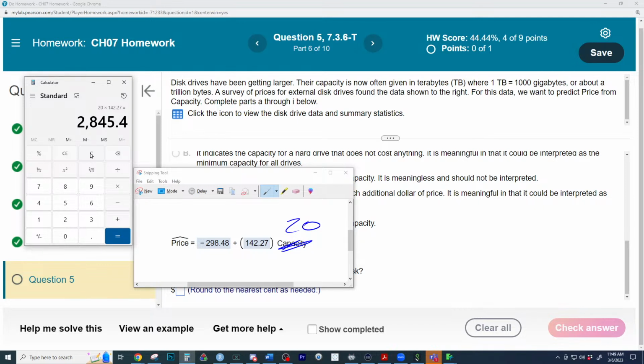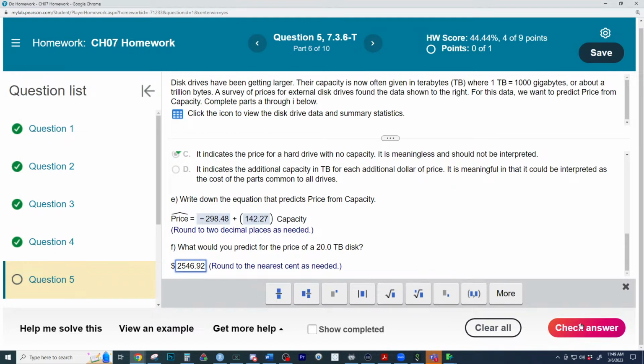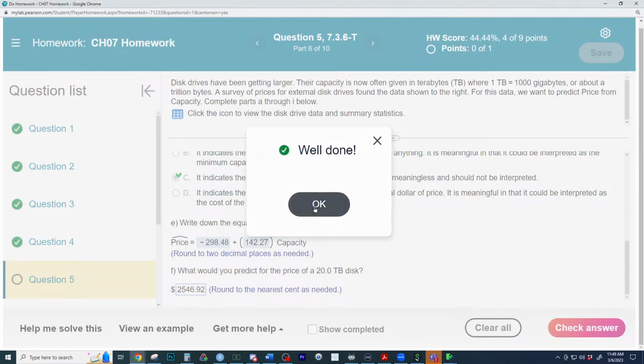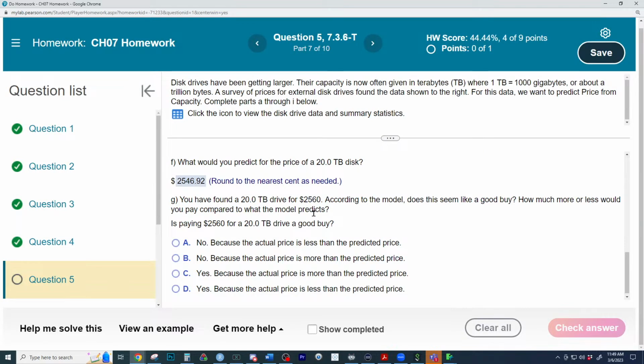There we go. And then we're going to subtract. There we go. And that is the predicted price. Boom. Oh, round to the nearest cent. Got to watch that rounding.